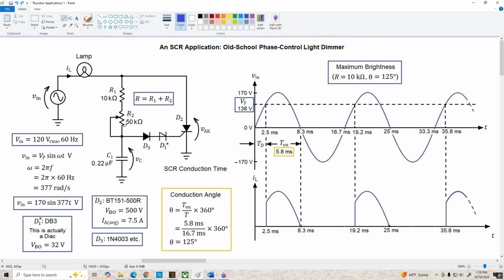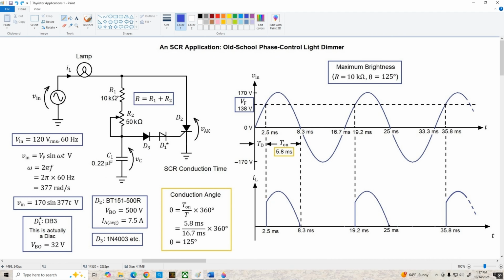Now, if we come over to the RC section of this circuit, we'll see why it's called a phase control light dimmer. If we have the resistance set for minimum 10 k ohms, the capacitor voltage is going to increase to the breakover voltage of our 4-layer diode relatively quickly, and we'll turn the SCR on pretty early in this half cycle. If we increase the resistance to maximum 60 k ohms, it's going to take longer for our capacitor to charge to the breakover voltage, and we'll delay turn on until much later in this half cycle.